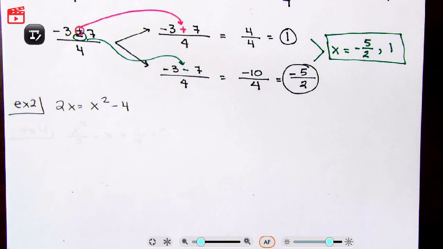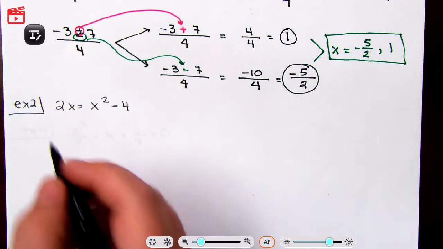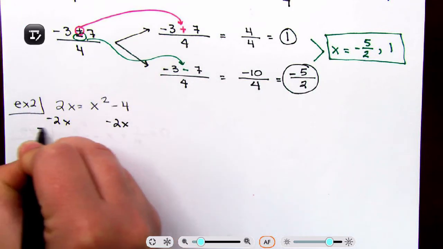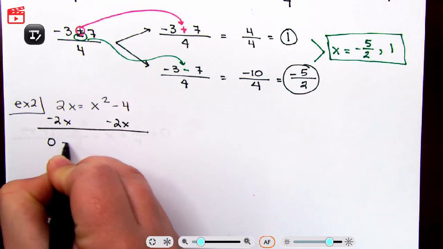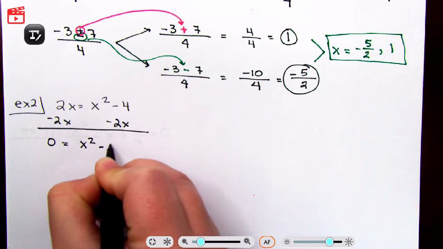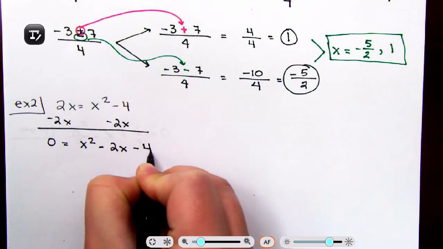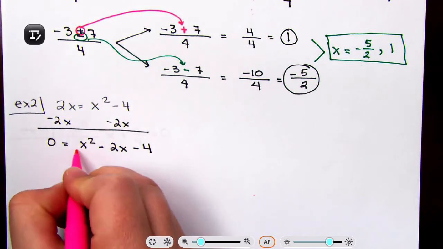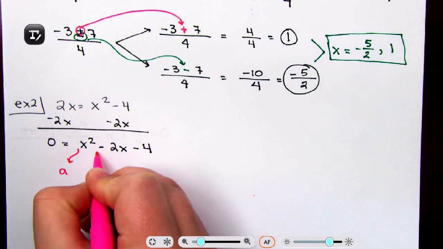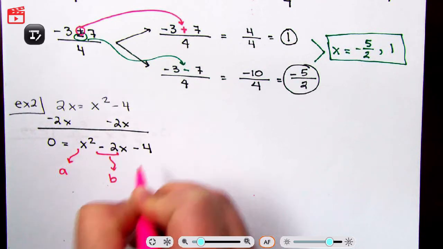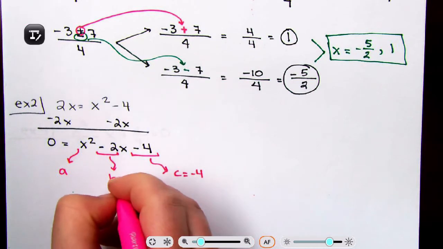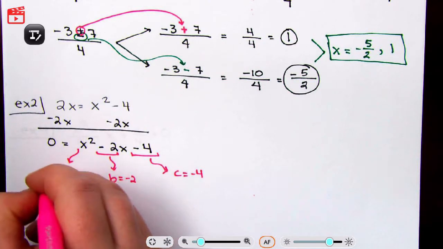This one is not in standard form, so we have to put it in standard form. I'm going to subtract 2x from both sides because it has to be equal to 0. So I have 0 is equal to x squared minus 2x minus 4. And do you notice how we have 0 on the left-hand side now? That's okay, it doesn't matter. So we're just going to identify our A, our B, and our C. C is negative 4, B is negative 2, A is missing, so A is 1.